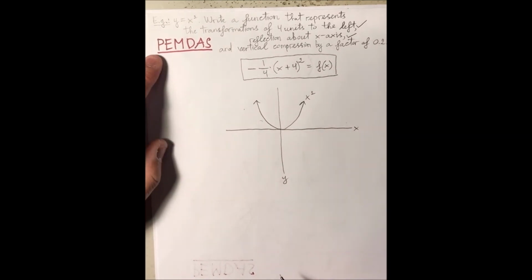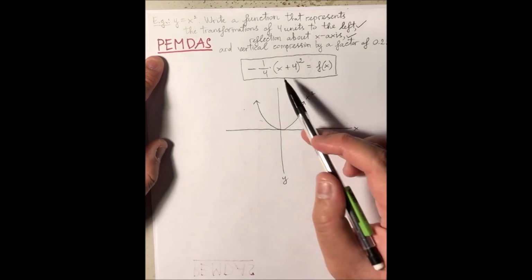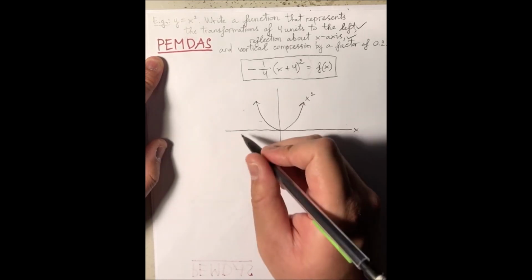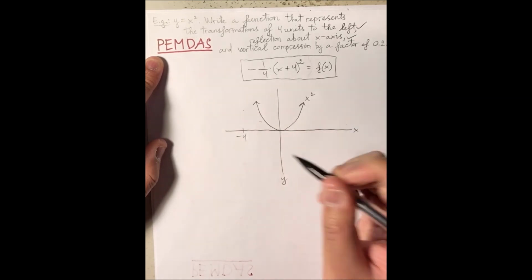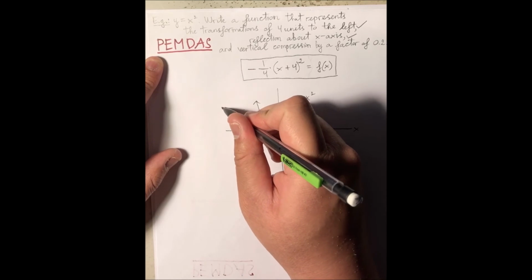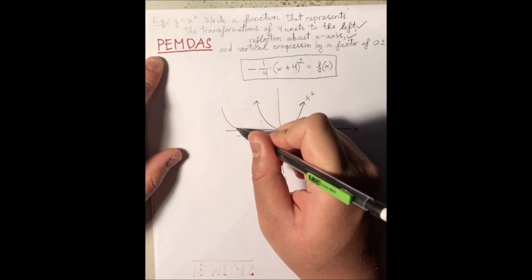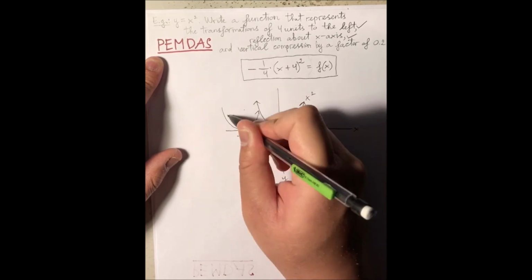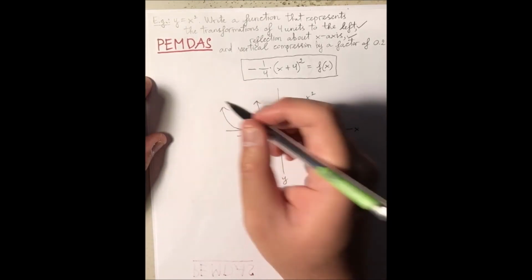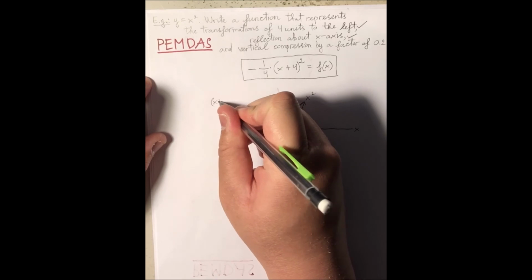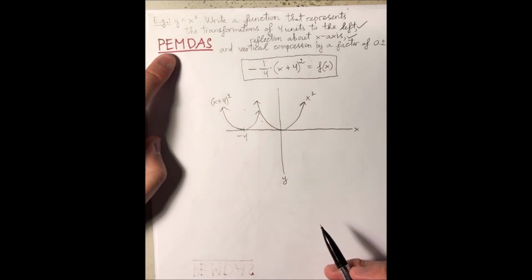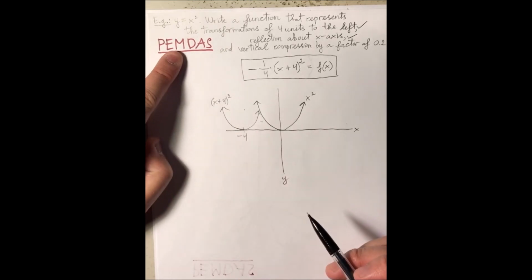And of course, capital P is parentheses. So inside parentheses, we have x plus 4. So we translate this function to the left by 4 units. So maybe over here, and it's still going to look the same like that, but it's going to start here instead. All right, that's a bad drawing, but you know exactly what I mean. So this is x plus 4 squared. Next is exponent. Well, we already have it there.